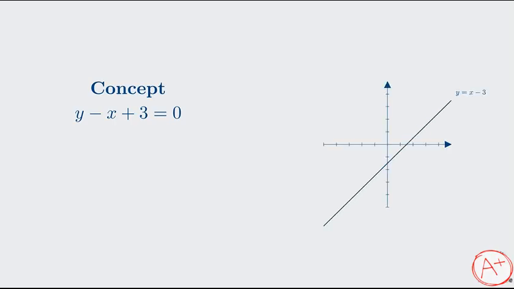When we face a system where one equation is linear and the other is nonlinear, the substitution method is our most effective tool. A linear equation, such as y minus x plus 3 equals 0, represents a straight line. A nonlinear equation, like x squared minus 3xy plus y squared plus 19 equals 0, represents a curve.